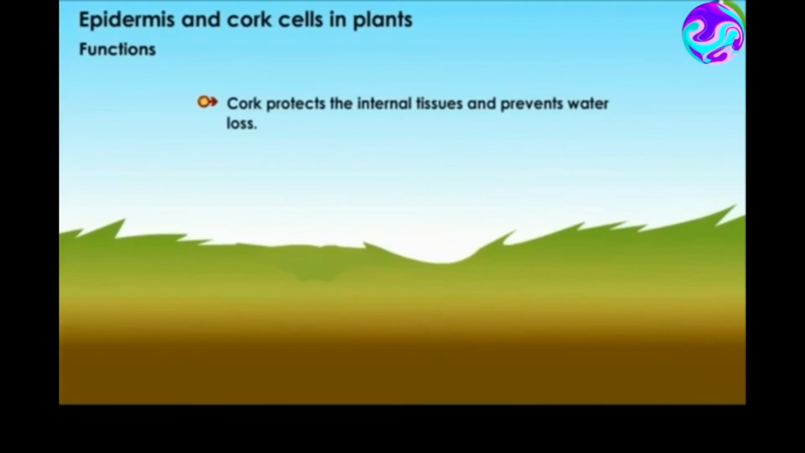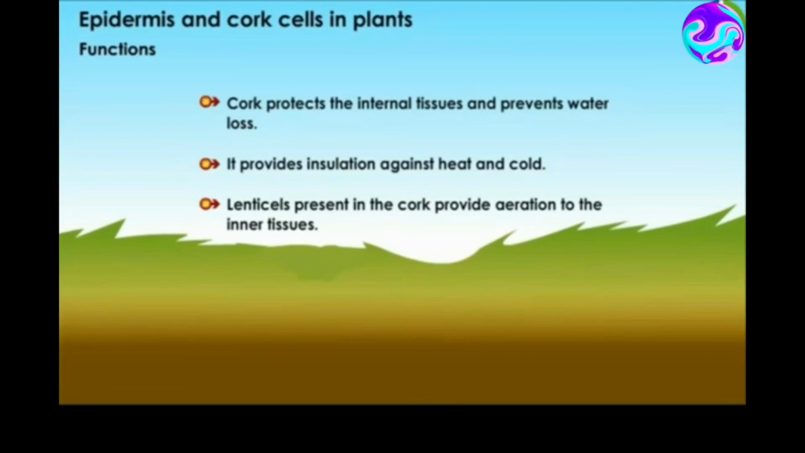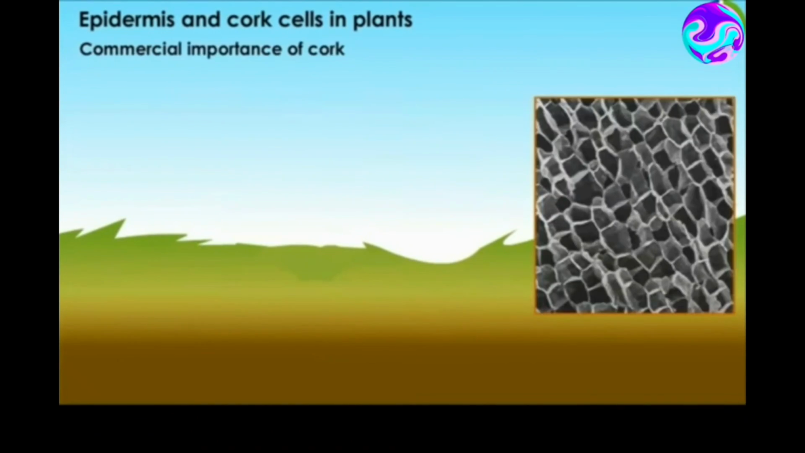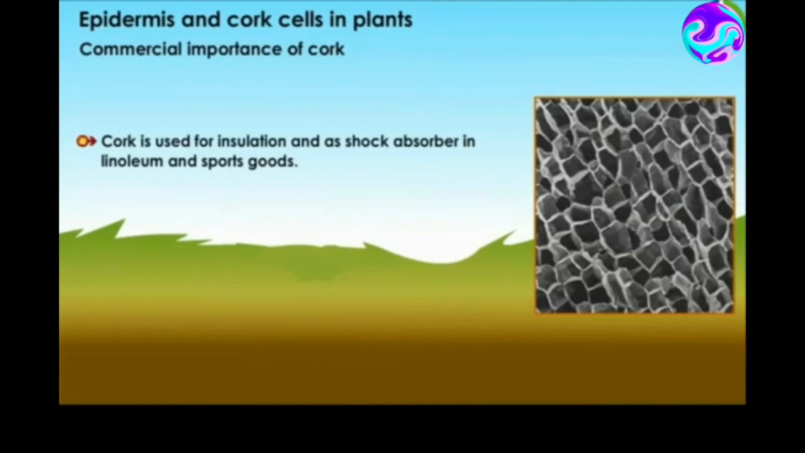Cork protects the internal tissues and prevents water loss. Second function, it provides insulation against heat and cold. Lenticel cells present in the cork provide aeration to the inner tissues. Now let's discuss some extra information, the commercial importance of cork. Cork is used for insulation and as a shock absorber in linoleum and sports goods.